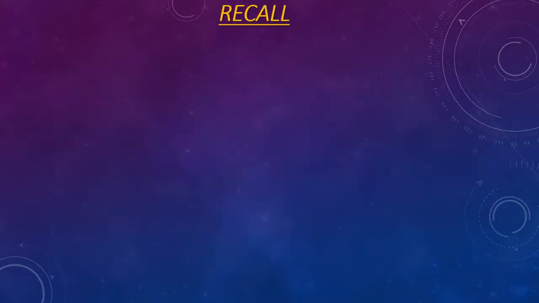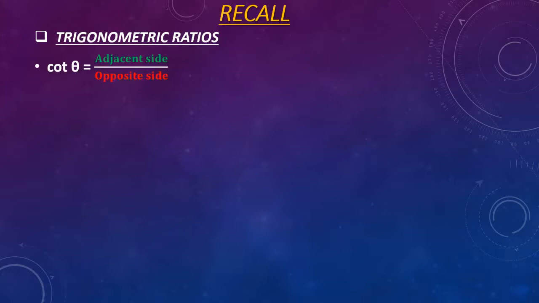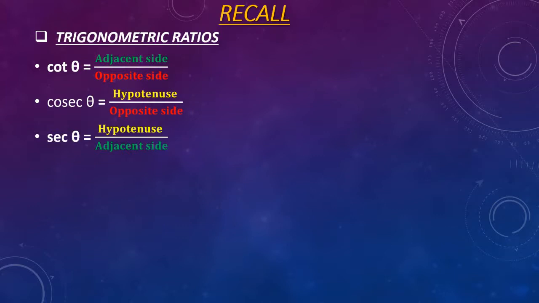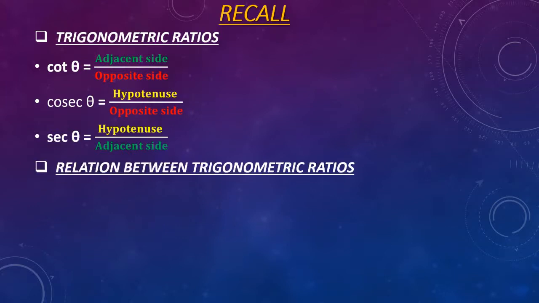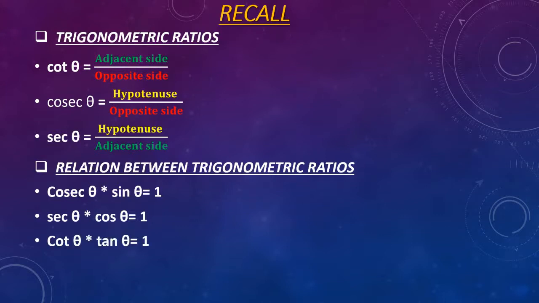Let us recall the formulas that we have seen in our previous videos. So first is trigonometric ratios. Cot theta is equal to adjacent side upon opposite side. Cosec theta is equal to hypotenuse upon opposite side. Sec theta is equal to hypotenuse upon adjacent side. Relation between the trigonometric ratios. Cosec theta multiplied by sin theta is equal to 1. Sec theta multiplied by cos theta is equal to 1. Cot theta multiplied by tan theta is equal to 1. Cot theta is equal to cos theta upon sin theta.